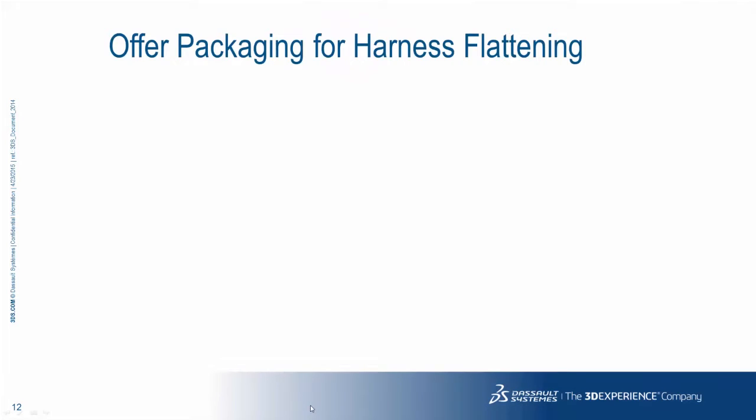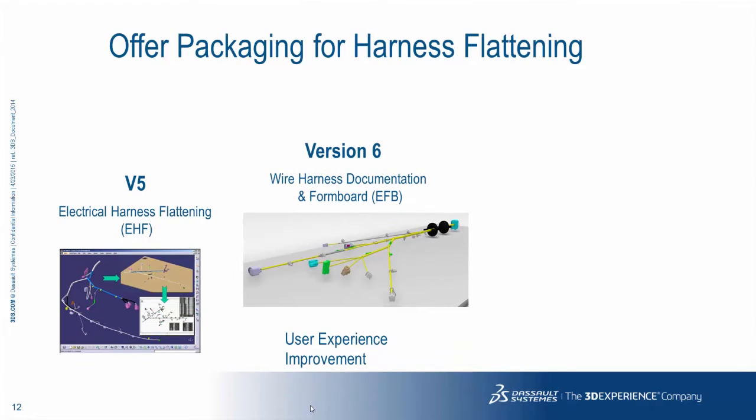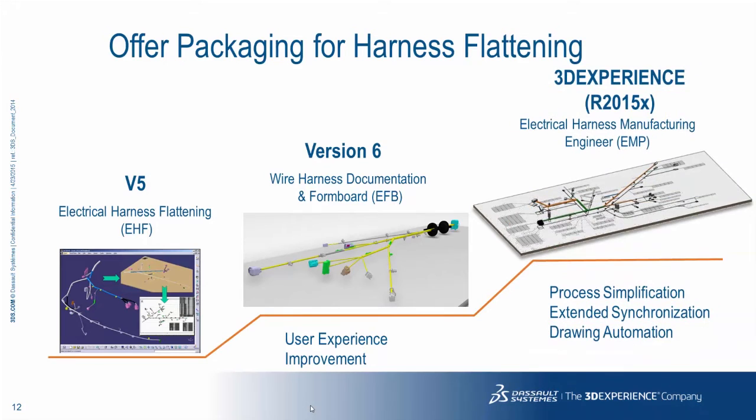The evolution coming from CATIA version 5, we have the electrical harness flattening. In version 6, we started improving the user experience, making it very easy to manipulate the harness on top of the Formboard, and also adding performance improvements and key functionalities. This then evolved into the 3D Experience platform, which added process simplification, extended synchronization, and drawing automation.